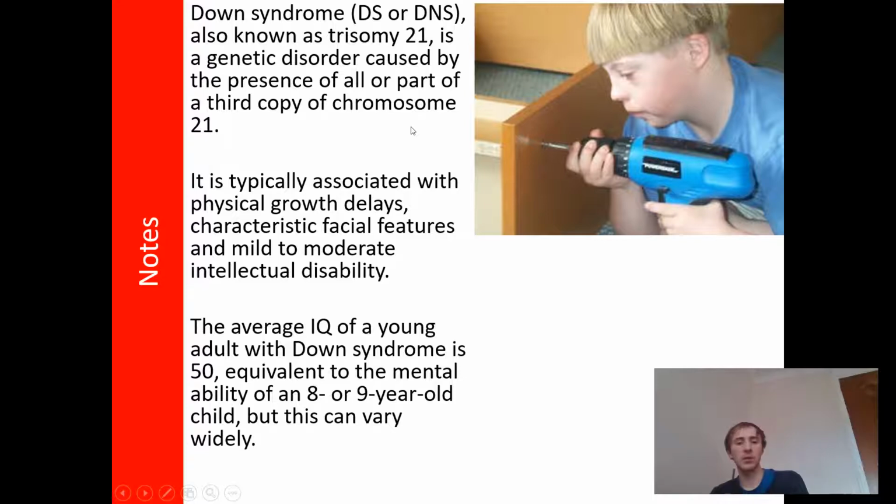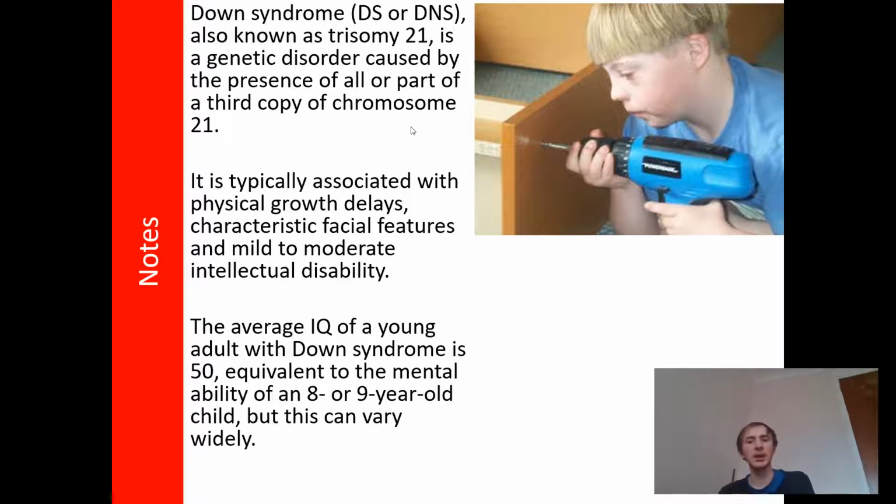Now, we will all have met people with Down syndrome, and so you have kind of an idea of the kind of conditions it causes. It tends to be things like a mild to moderate intellectual disability, learning disabilities, some facial features which are very characteristic, and also physical growth delays, as well as often problems with the heart and various other organs, which can cause major problems for people with Down syndrome.